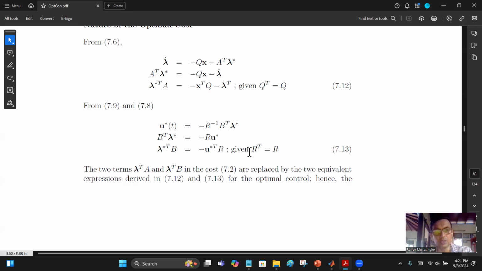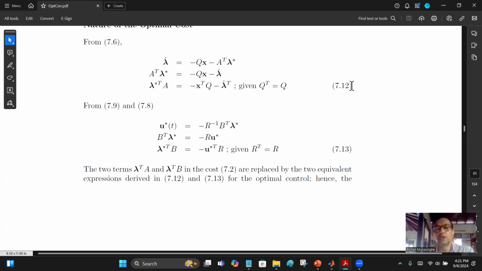You know why R and Q are symmetric? Because Q is the weightage of the state energy. So each state has a different value for the energy. So the Q matrix has all these values along the diagonal. So is the R. If you have more than one control input, each input has a certain energy. They may not be the same, okay? So it's a diagonal matrix. Along the diagonal, you have these values fixed.